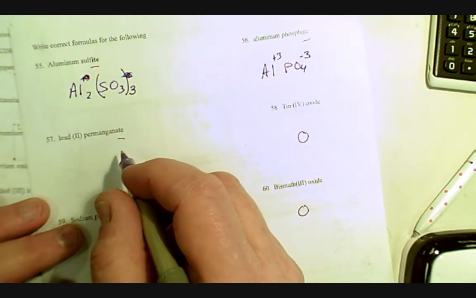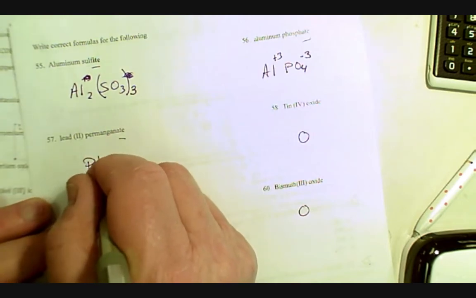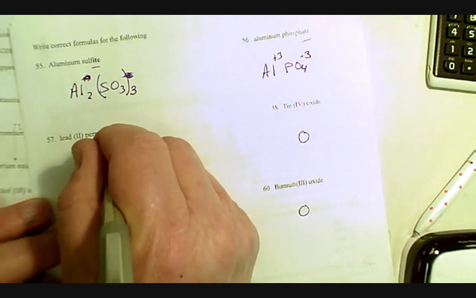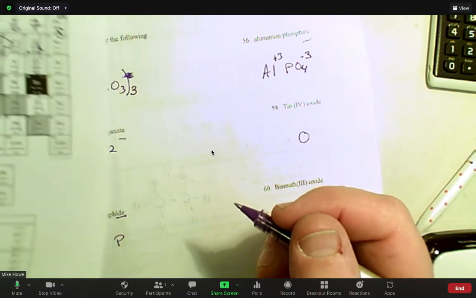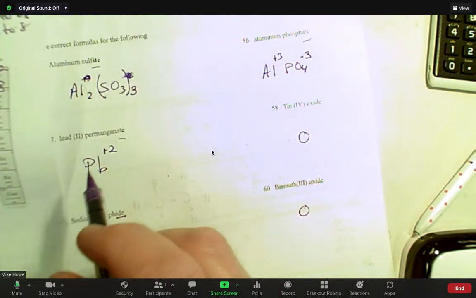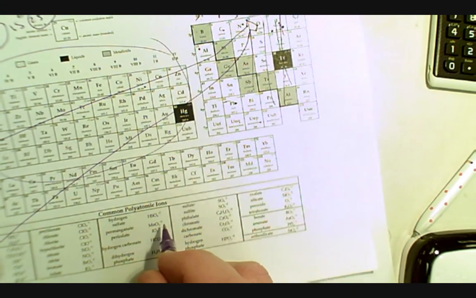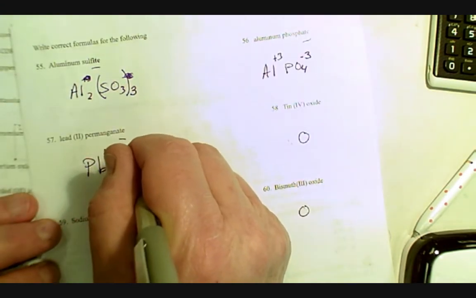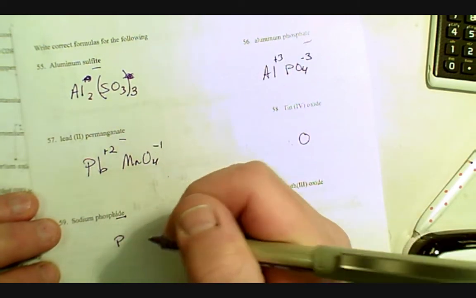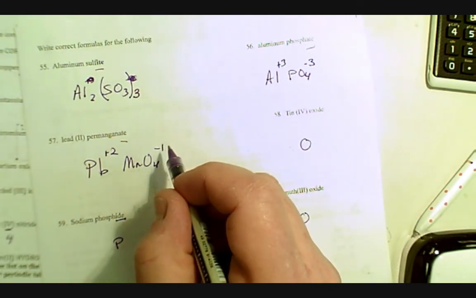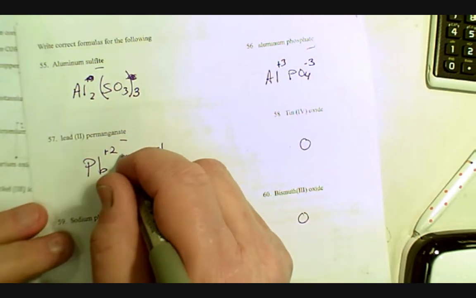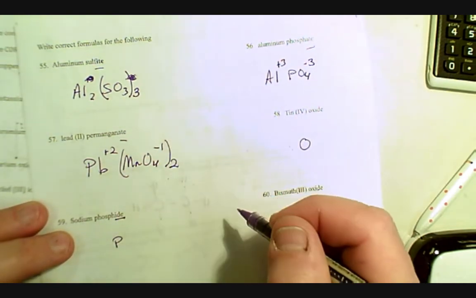All right, lead 2 permanganate, so lead is Pb, and the 2 tells you that the charge is +2. That's convenient, you don't have to look it up. Permanganate is another ATE polyatomic ion, so you come down here, MnO4 -1. Well, if that's a 2 and that's a 1, we have to make the charges equal, so you're going to put parentheses and a 2.